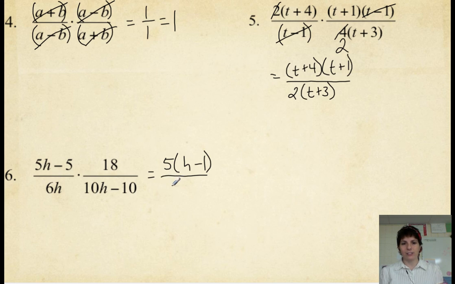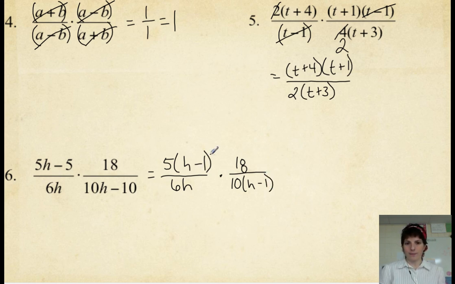Over 6h. And again, if you wanted to factor 6 to make it into more multiplications, you could. But since it's a number and we're just going to treat it like fractions, we're going to write it as 6. But again, if you wanted to write that as 2 times 3, perfectly acceptable. Times 18. Again, if you want to change that one into 2 times 3 times 3, you could. And in the denominator, it has a GCF. So in order to make that multiplication, we're going to take 10 times h minus 1.